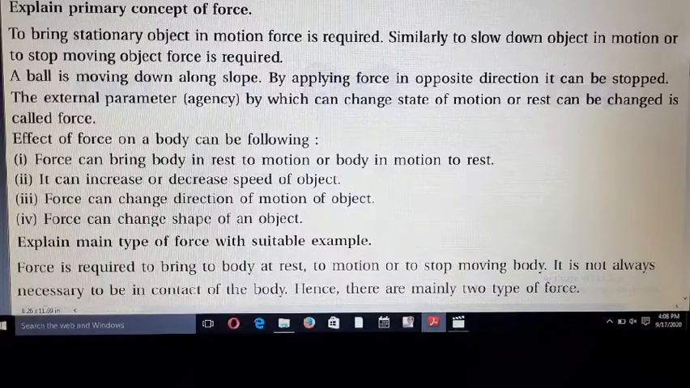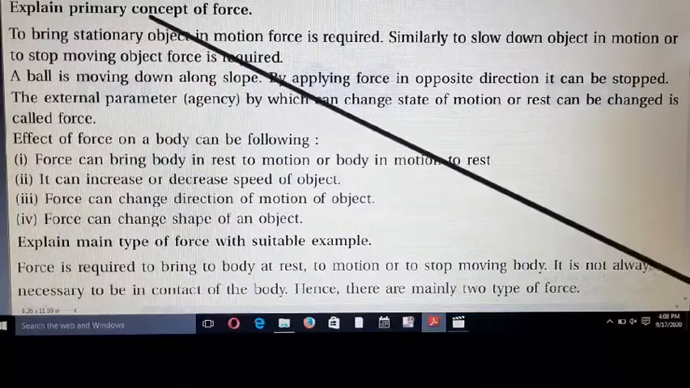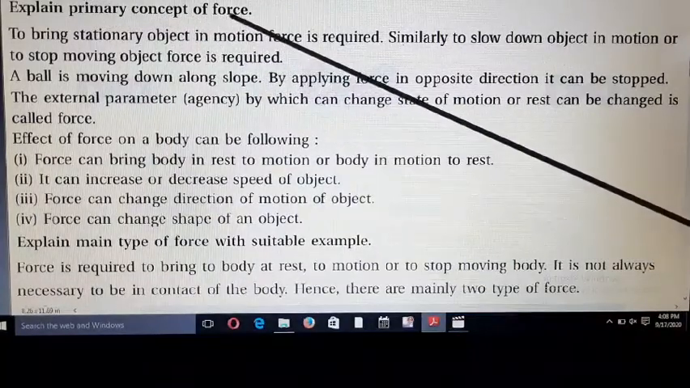Friends, today I start lesson number 5, Law of Motion. And our first question is, explain primary concept of force.